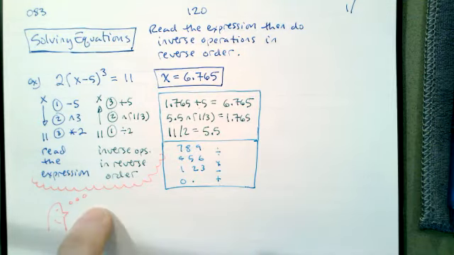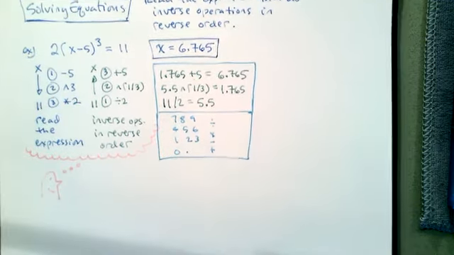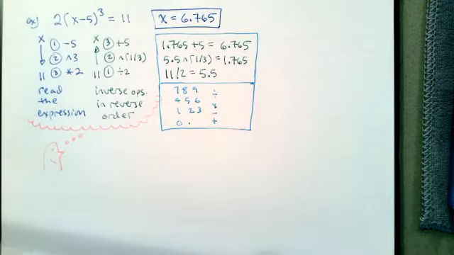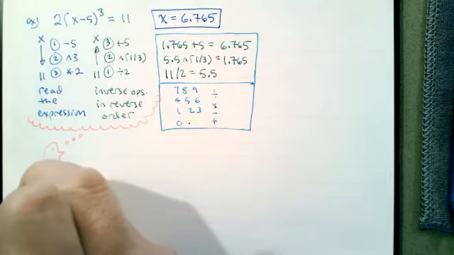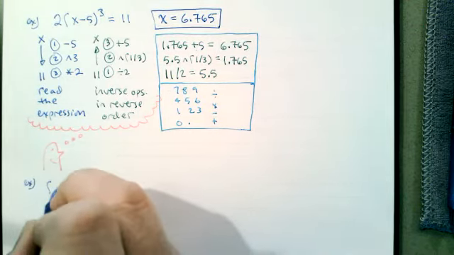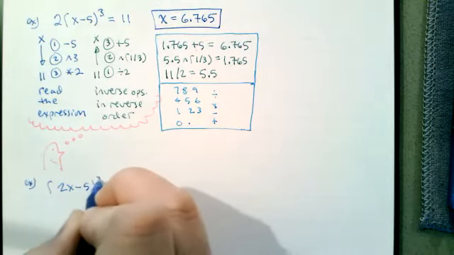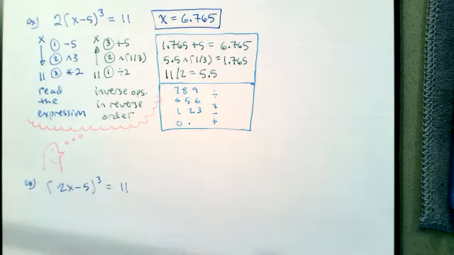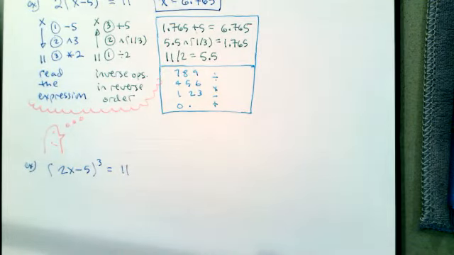The goal is to read the expression and come up with our plan to perform inverse operations in reverse order, and then ask a calculator what those numbers are. Let me write another equation involving the same three operations, but in a different order. Let's say the 2, instead of being outside the cube, was inside the cube. Let's suppose that we had 2x minus 5 cubed equals 11. That's not what I wrote. The cube of the difference between 2 times a number and 5 is 11.